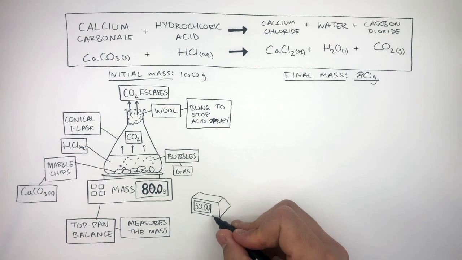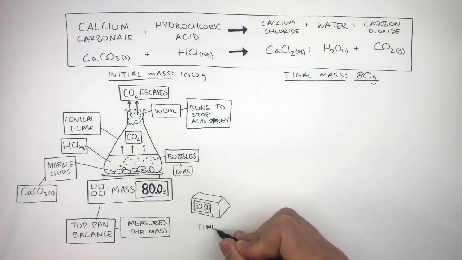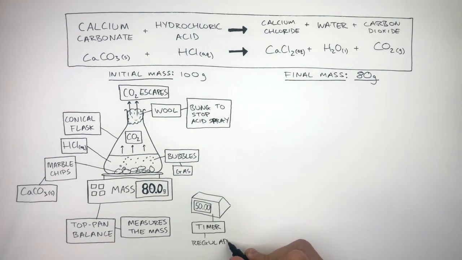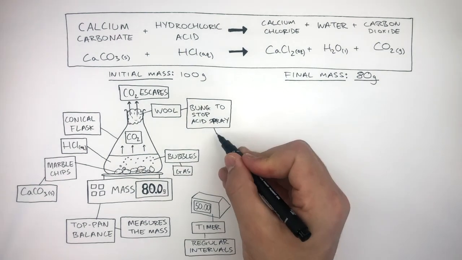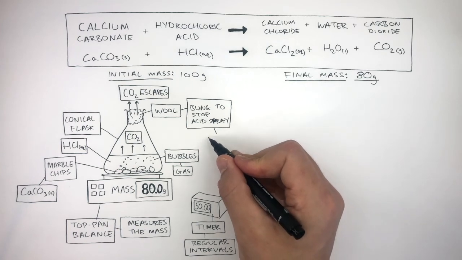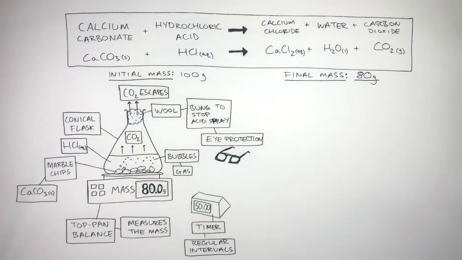To calculate the rate of reaction, a timer is used, where regular intervals of how the mass changes with time are recorded. Not only is wool used as a bung to stop acid spray, but it is important to also wear eye protection to protect your eyes.